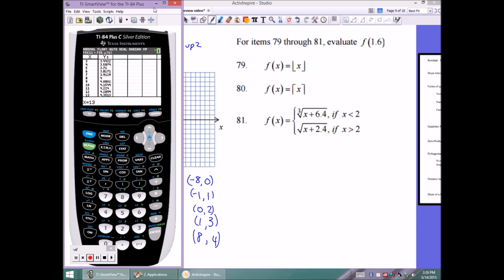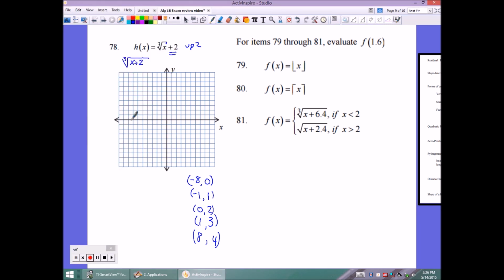Since we have all these points, we can go to -8, 0, -1, 1, 0, 2, 1, 3, and 8, 4. So it comes in like this, turns around, and goes like that. So that would be the graph of a cube root function.